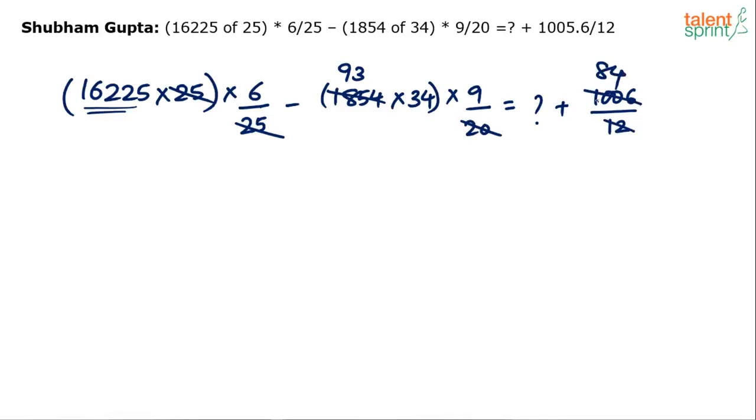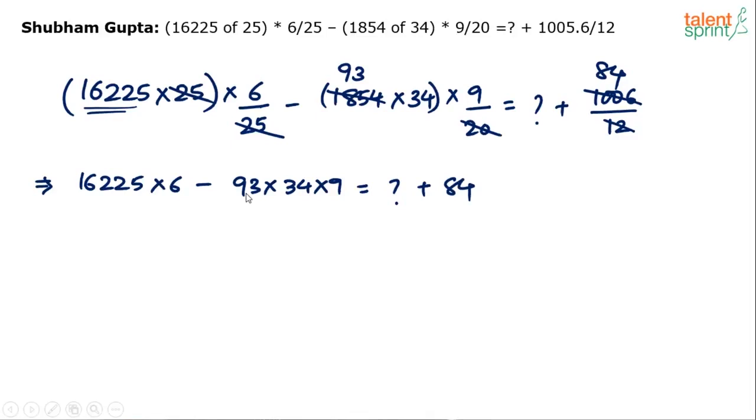Split and merge. All I am doing here is split and merge. 1006 is not 1006. It is 960 plus 46. So 960 by 12 is 80. 46 by 12 is approximately 4. So 84. Right? So now it becomes 16,225 into 6 minus 93 into 34 into 9 equals question mark plus 84. Now you do this multiplication and the subtraction finally to get the answer.